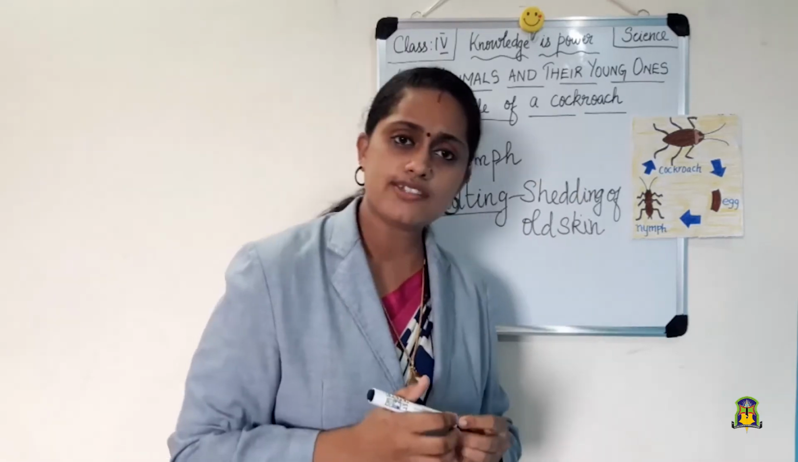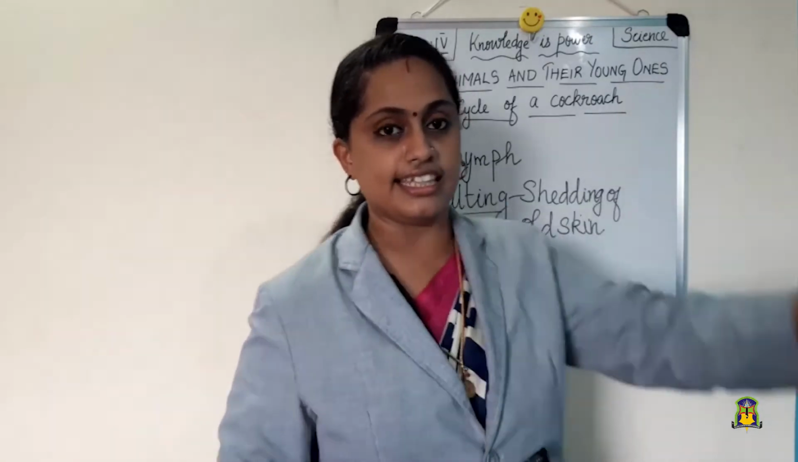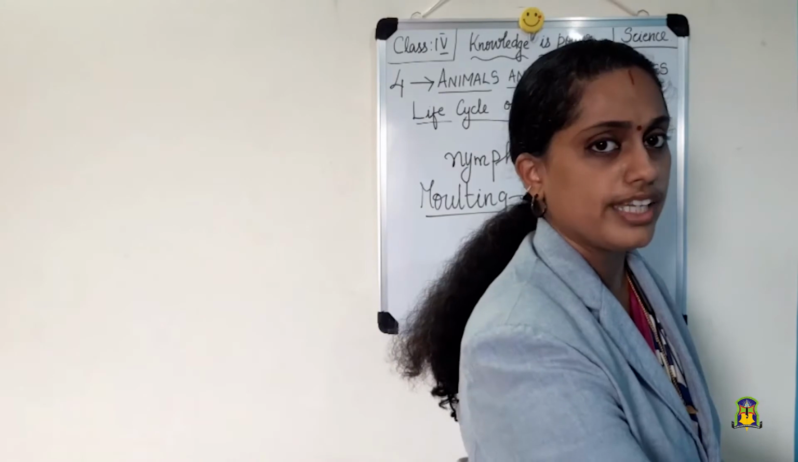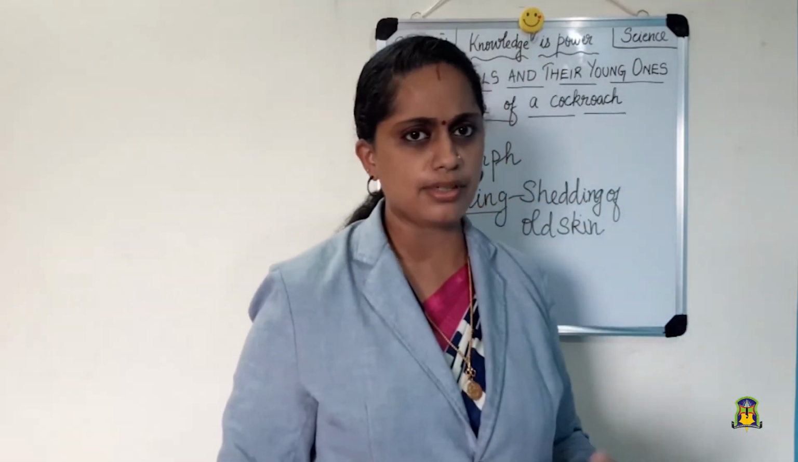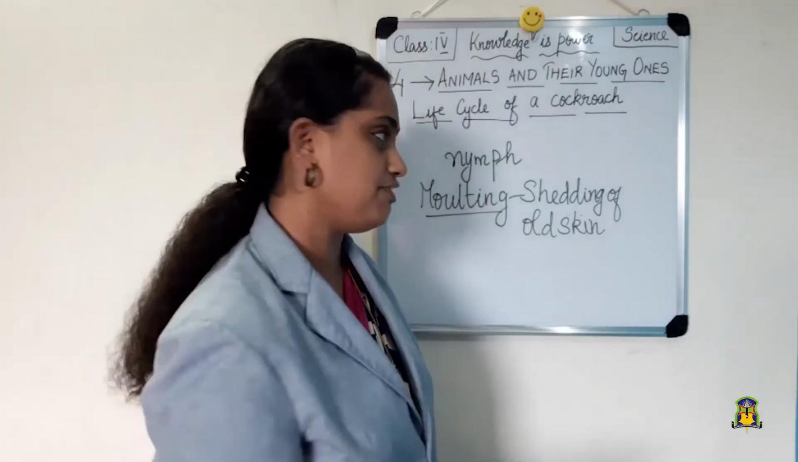Now we are going to see about insects which are having 4 stages in their life cycle. When I told about 4 stages, I gave you examples also. Which are the examples I gave? Yes, butterflies and houseflies. Let us see the life cycle of a butterfly.